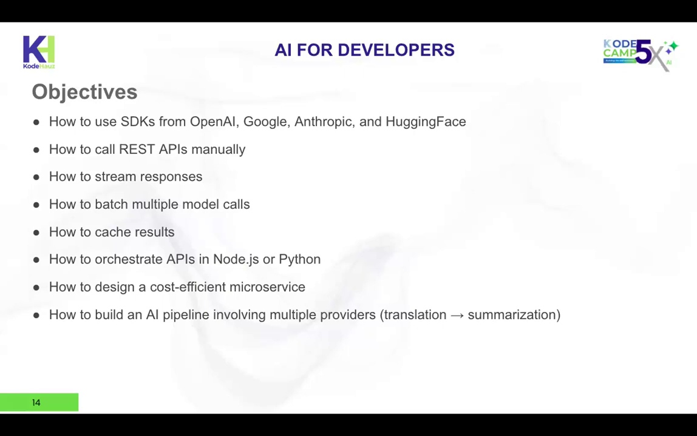Then how to orchestrate APIs, using Node.js, using Python, how to design a cost-effective microservice, and then how to build a simple AI pipeline using multiple providers. These are just going to be examples that we will use. And all of these are basically hands-on. So I don't have any slides today. I'm basically going to open my Jupyter notebook and we'll begin to try these things out.